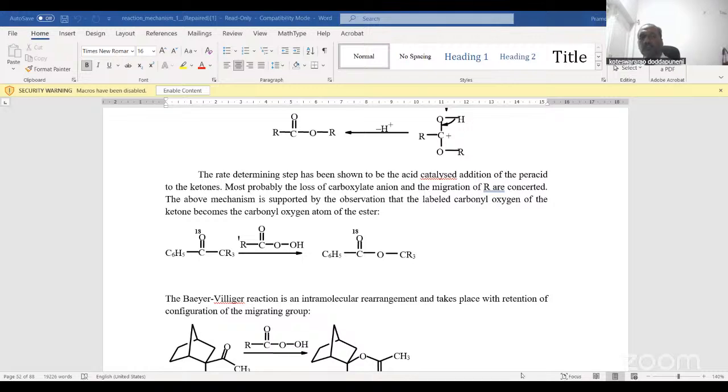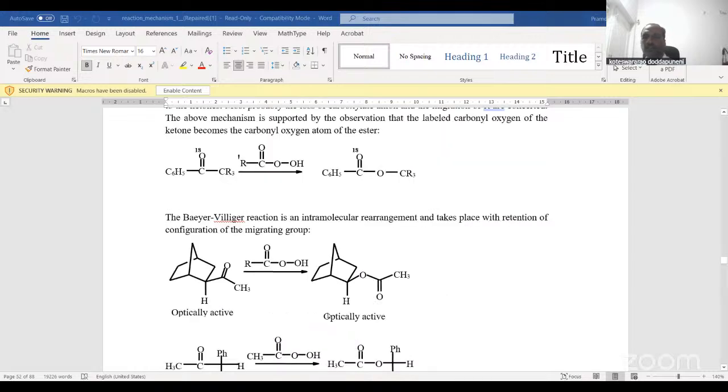The above mechanism is supported by the observation that the labeled carbonyl oxygen of the ketone becomes the carbonyl oxygen of the ester. For understanding the mechanism, we labeled this oxygen with the isotope oxygen-18 and conducted the oxidation with the peracids. Then the ester generated also contains the carbonyl oxygen-18. Therefore, there is no detachment of the carbonyl oxygen from the carbon.